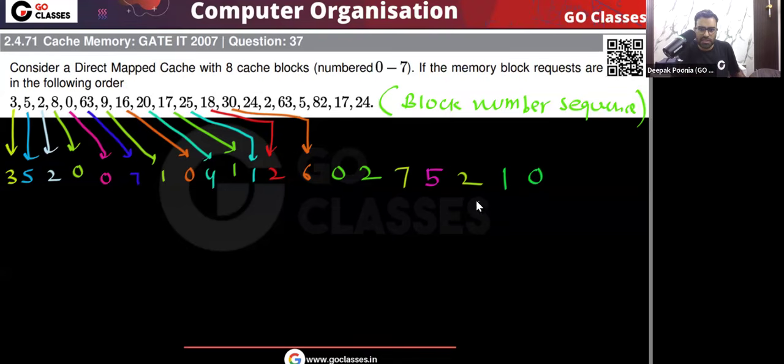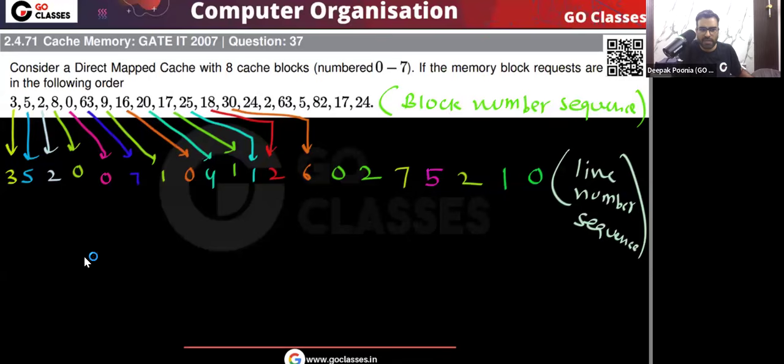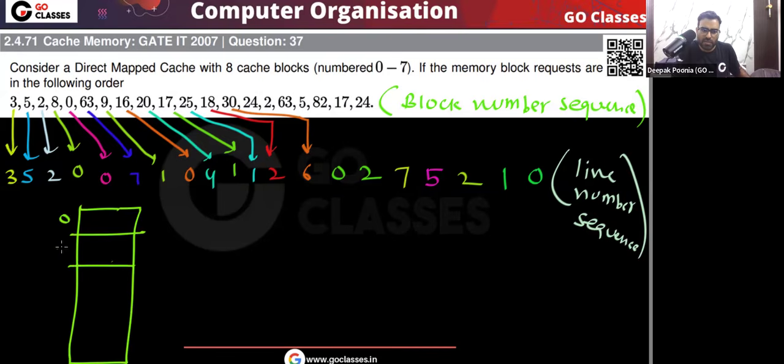So this sequence that we got, what is this sequence? This is the line number sequence to which these blocks will map. Now this question has become very simple. You just tell me at the end, in line number 0, which block will remain. You don't even have to solve it now, because at the end, if I ask you about line number 0, these are the lines: line number 0, line number 1, line number 2, and so on.